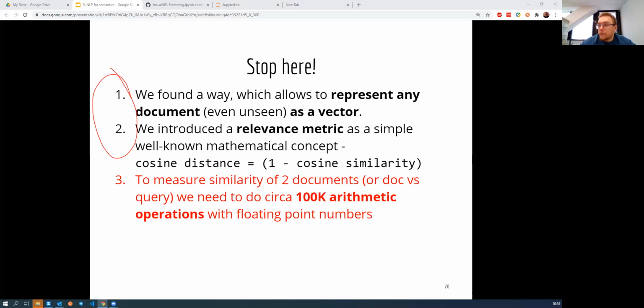What is bad about this representation, which we got for now, is that you have a lexicon of hundreds of thousands or tens of thousands of words. To do the dot product and compute the cosine similarity, you need to run lots and lots of computations just for a single distance computation. That is, let's say, computationally expensive. So let's do something with this.